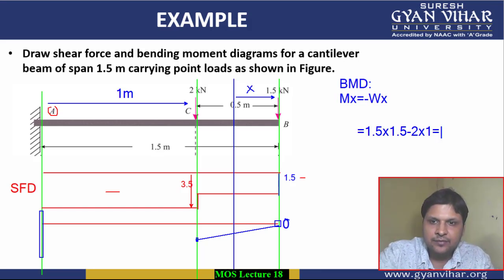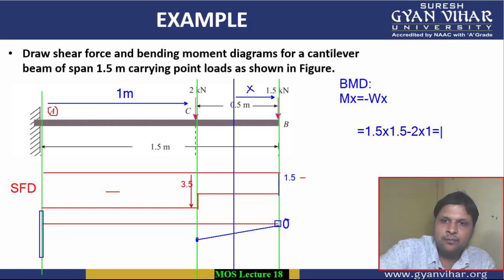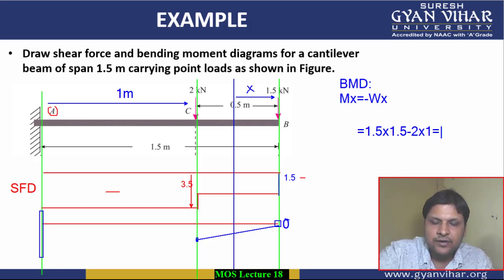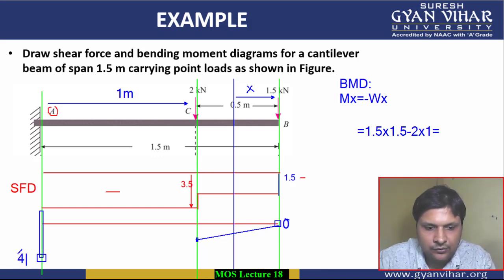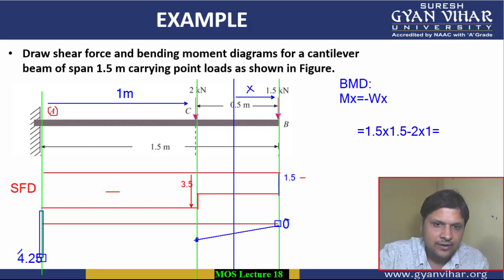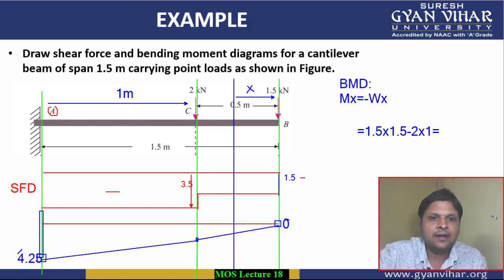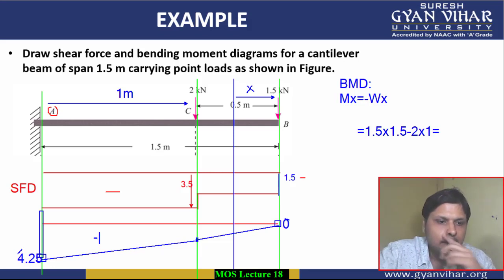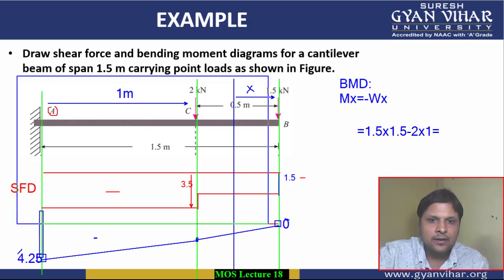If both are of negative value, it will be equal to minus 4.25. So this will give you the value here. The value here will be 4.25. All right. So joining this from the previous value, you will get an inclined line like this, and here also it will show a negative value. In this way, both the shear force and bending moment diagrams for this particular question have been drawn.